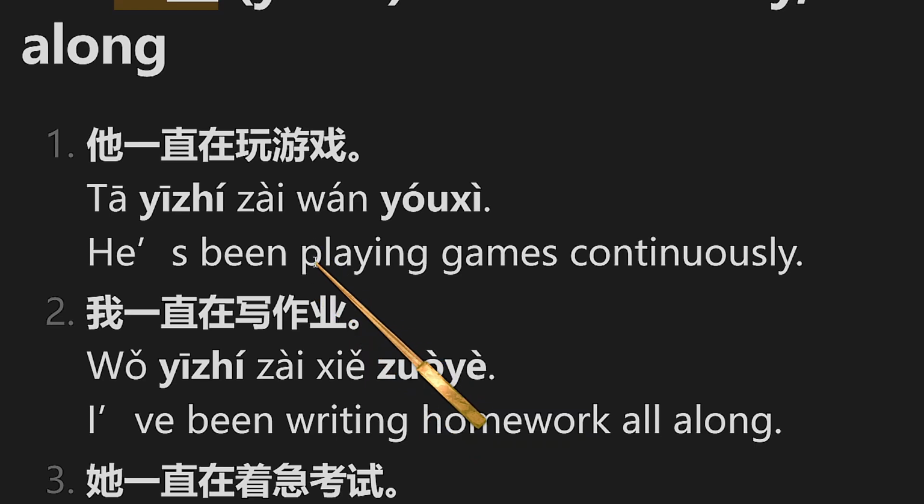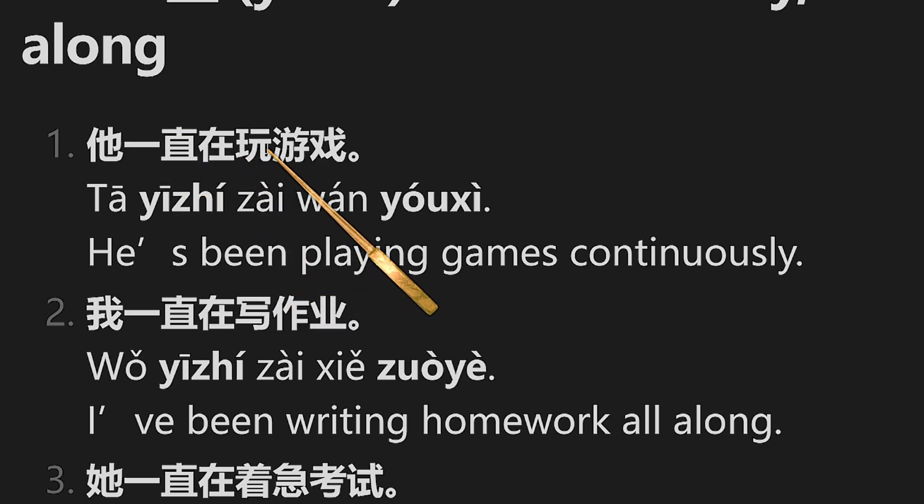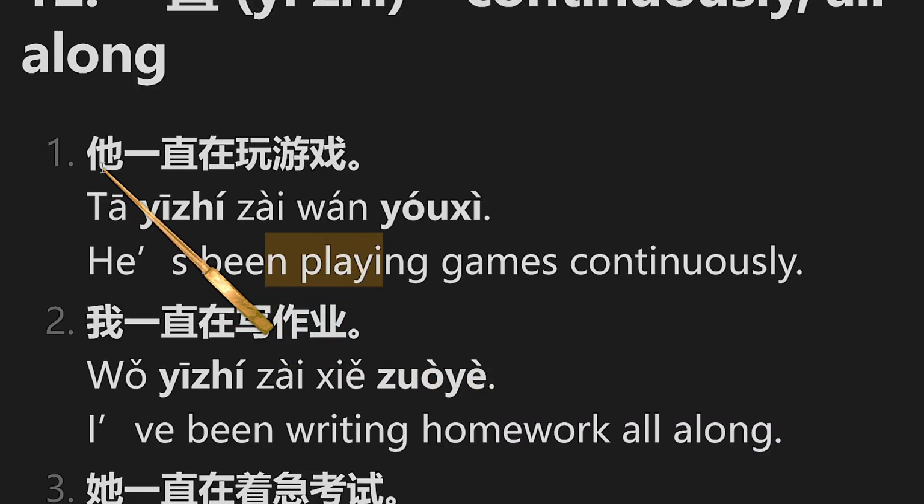Let's see examples. He's been playing games continuously. 他一直在玩游戏。他一直, he continuously, all along. 在玩, so 在 here represents an action, it's present continuous, so we need to use 在玩. We also very often say this 在 with a verb, because 一直 is continuous, so it's a continuous state. So 他一直在玩游戏, he is constantly playing games. He's been playing games continuously. As you can see, in English it is 'he has been'. So he started in the past and played until now without any stoppage, without any pause.